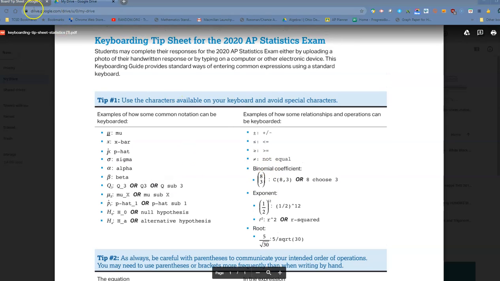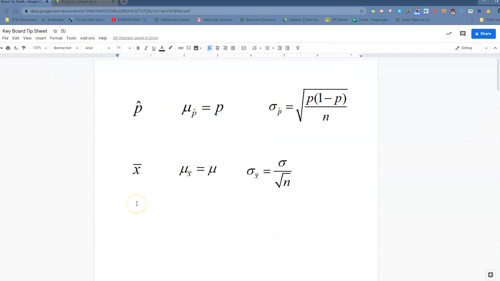So let's actually go into a Google Doc here, and I'm going to demonstrate how I would do some of this. Here are some of the very common formulas for sampling distributions for a proportion or sampling distribution for a mean. So how would I type these in? Well, obviously p hat's easy, just p hyphen hat, very simple. Even the mean of all sample proportions, the center of a sampling distribution, you would just do mu, underscore for the sub, and then p hat. So you're literally saying mu of p hat and then equals p. There you go. Very simple way of doing it.